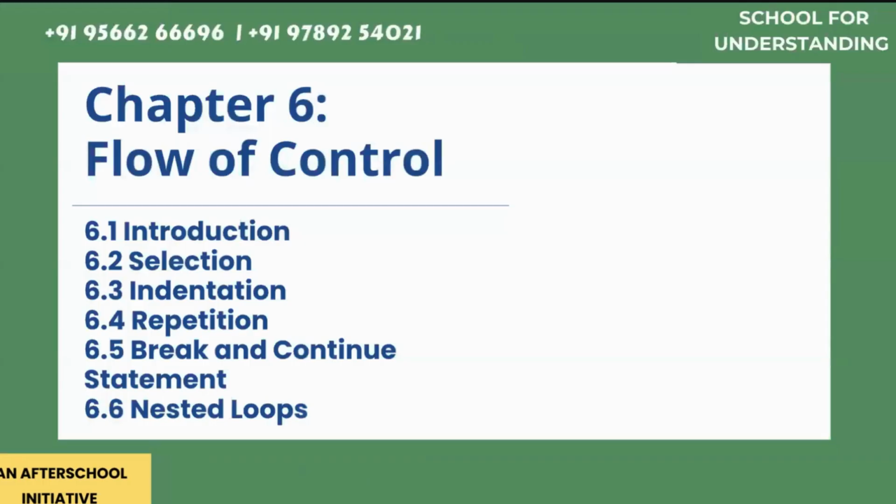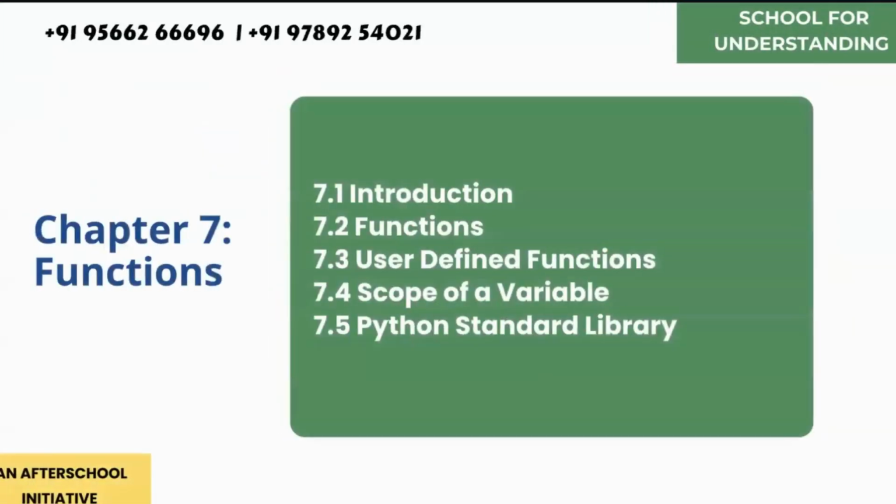Moving to Chapter 6, Flow Control, where you will learn about controlling the flow of your program. So this chapter has the following sections: Introduction, then Selection, followed by Indentation, next Repetition, then Break and Continue statement, and finally Nested Loops. Moving on to Chapter 7, which is Functions, which covers creating and using functions in Python. The sections include Introduction, then Functions, followed by User-defined functions, then Scope of a variable, and finally Python standard library.